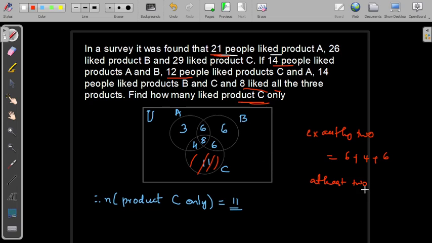At least two products means minimum two, maybe more than two. So in that case, 6 plus 4 plus 6 plus 8, this common region also will come. So this is how to solve different sub questions based on the given Venn diagram. So I hope it is clear.